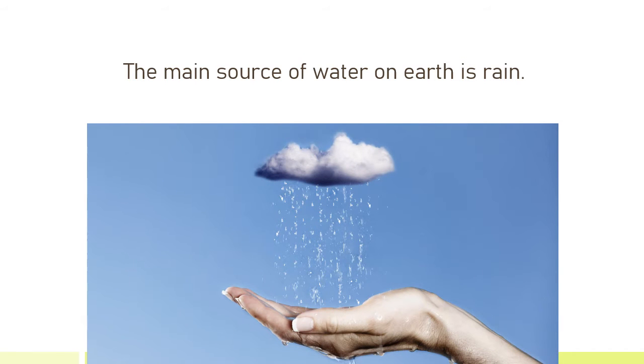See, in this picture we can see that rain is coming and a hand is collecting the water. Taking the hand as an example, you can assume it as earth. All the raindrops fall on earth, remain there and collect on earth.